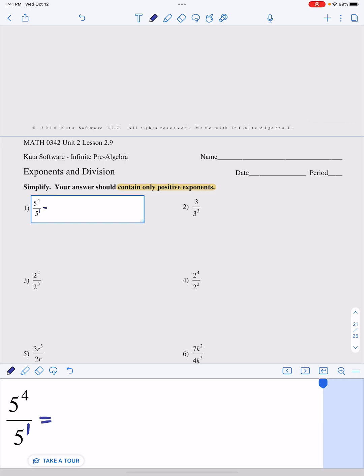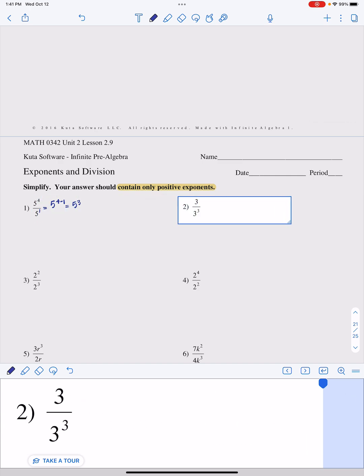So this is going to be 5. Remember, we're going to do top minus bottom, to the 4 minus 1 power. So this is 5 to the 3rd power, and it's a positive 3, so we don't have to try to rewrite it to get the positive exponent. The positive exponent already exists. So we'll look at 2. The first thing I notice is that I need a little 1 for the 3. That means my 3 has a 1 for an exponent.